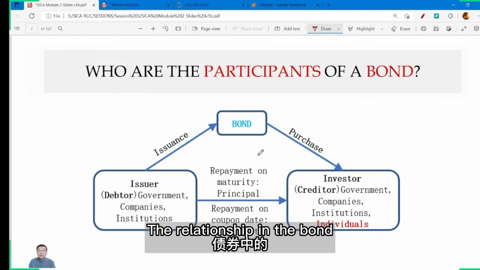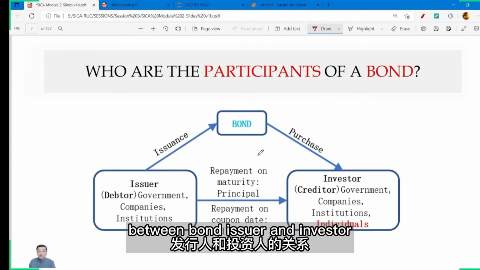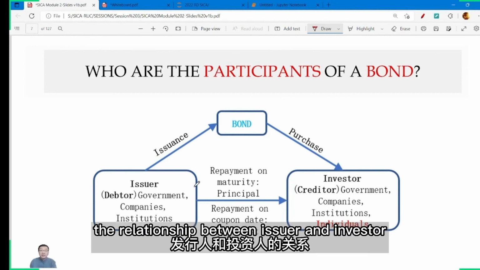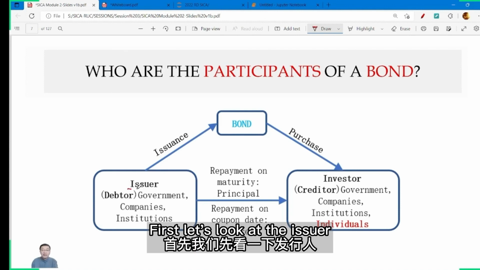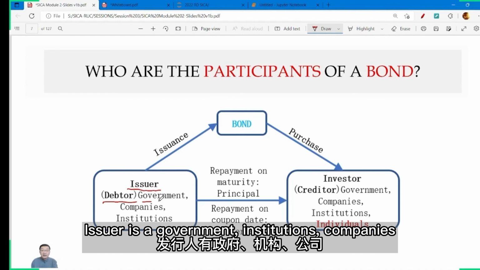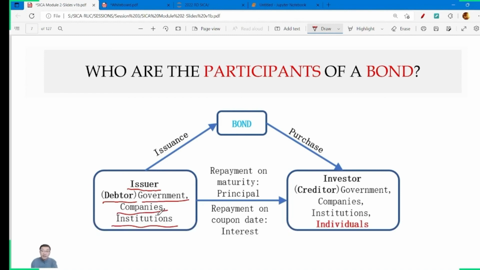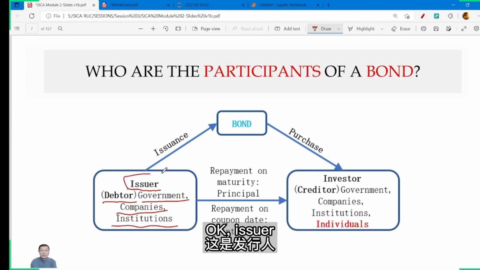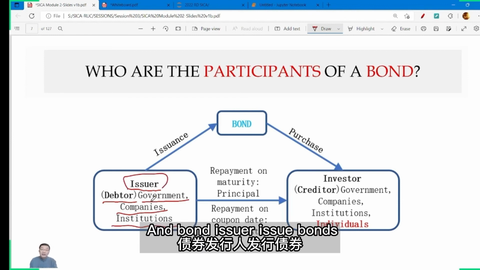The relationship in a bond between bond issuer and investor. This figure briefly describes the relationship between issuer and investor. First, let's look at the issuer. The issuer, we call them debtor. Usually it's a government, institution, or company. Can an individual issue a bond? No. Okay. The bond issuer issues bonds.